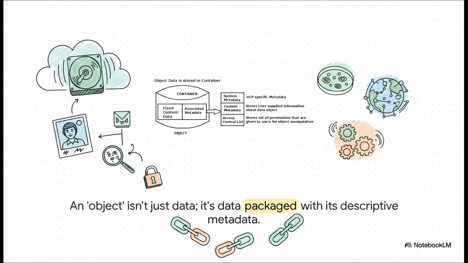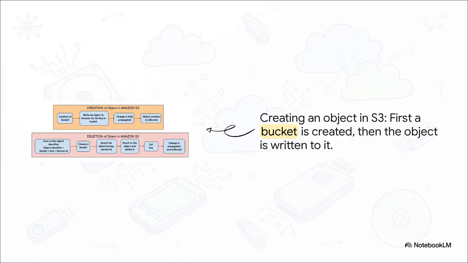No, it's that data packaged together with all its metadata. And this metadata can be basic stuff, like when the file was created. But it can also be super rich custom information, like who is in the photo or which scientific experiment this data belongs to. It's a self-contained little package. The whole process starts pretty simply. First, you create what's called a bucket, which is just a container for your objects.